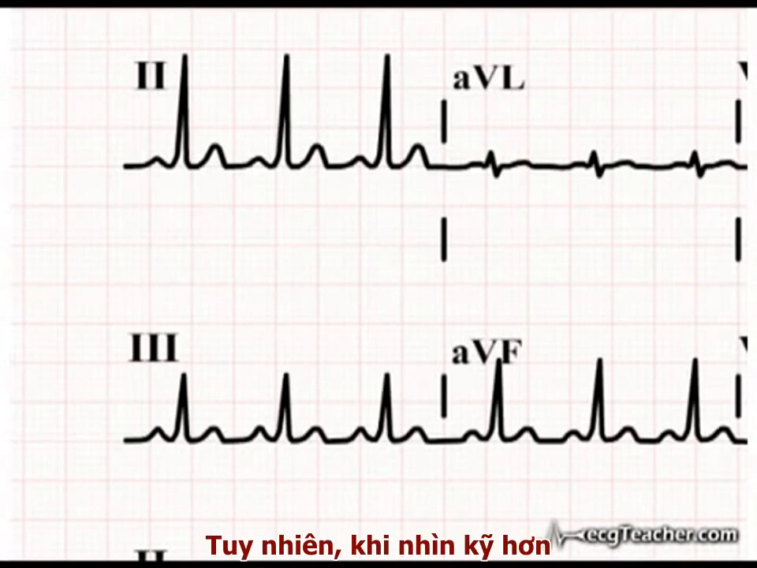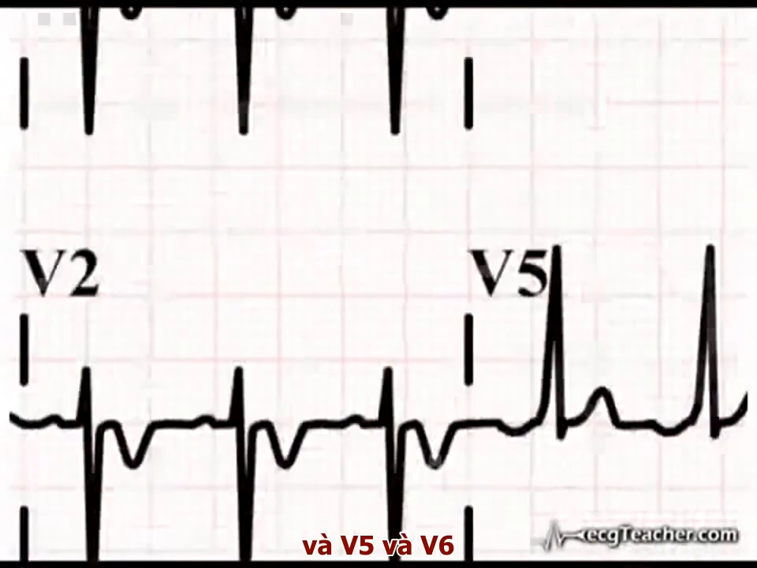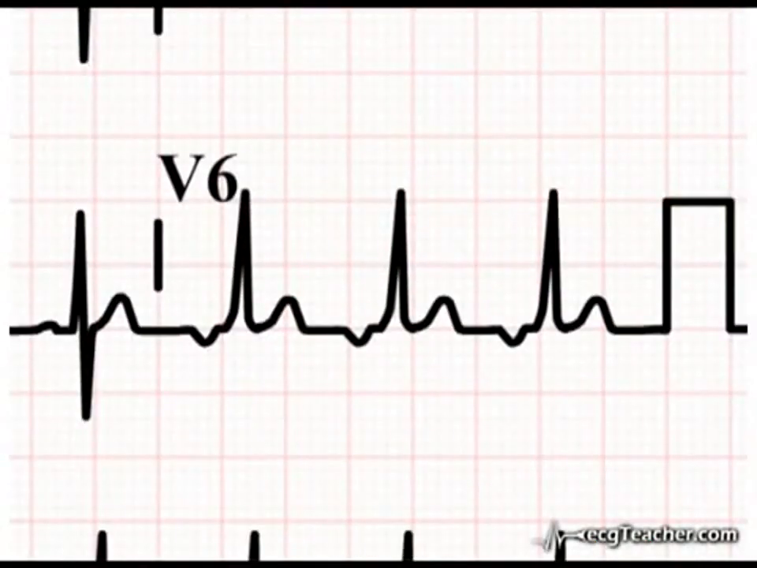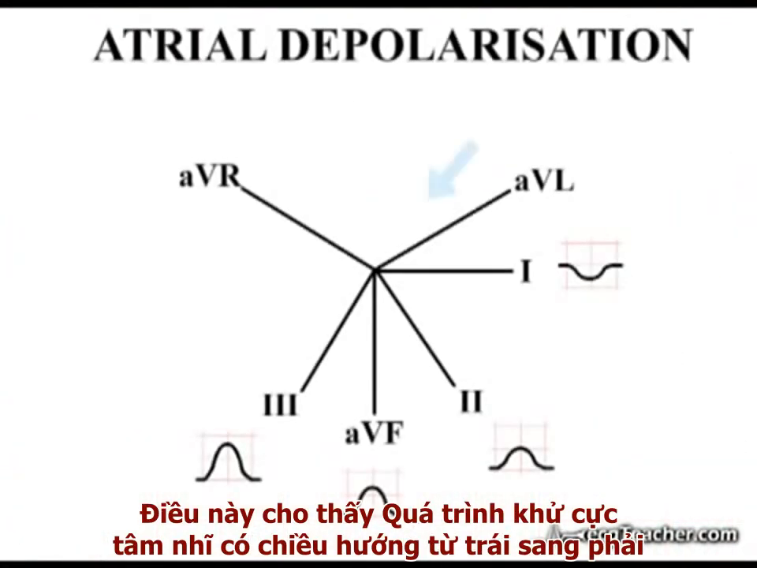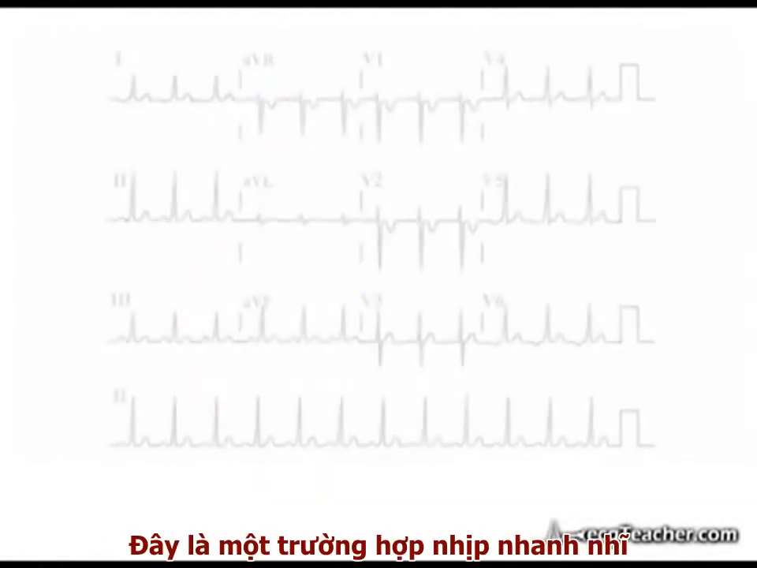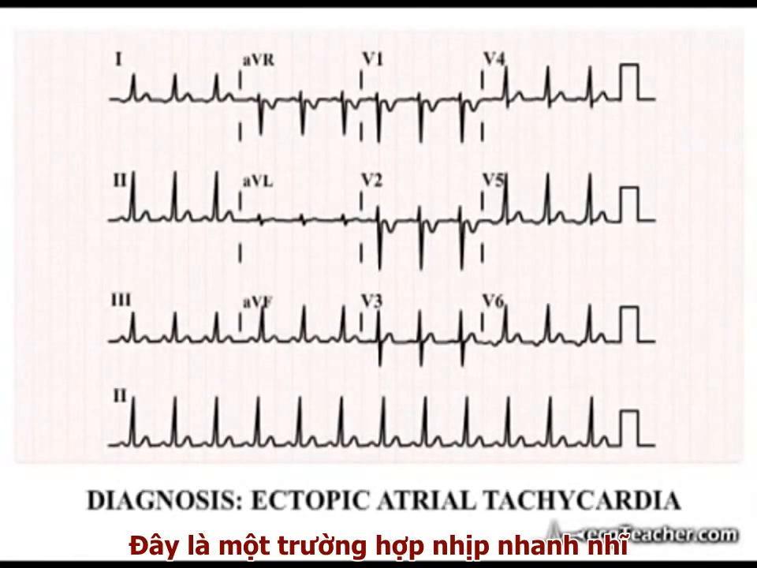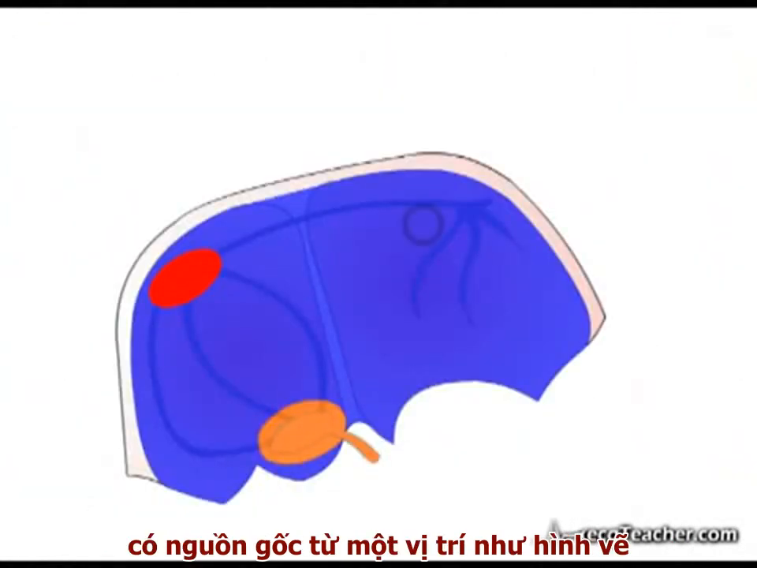However, on closer inspection, we note that the P waves are negative in lead 1 and V5 and V6. This indicates that atrial depolarization is predominantly moving from left to right, and therefore does not originate in the sinoatrial node. This is in fact an ectopic atrial tachycardia, originating from the focus indicated.